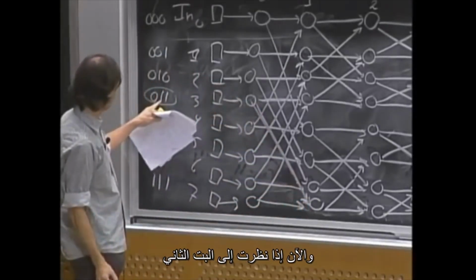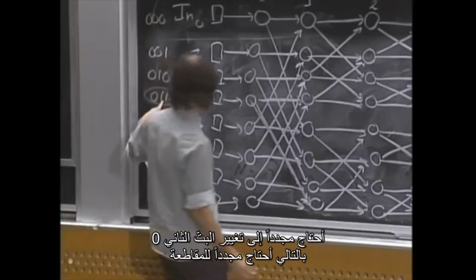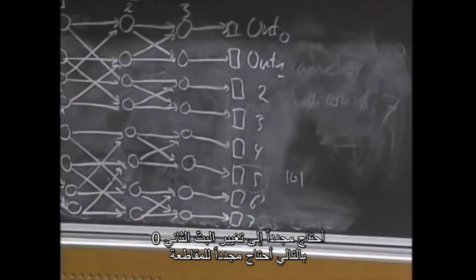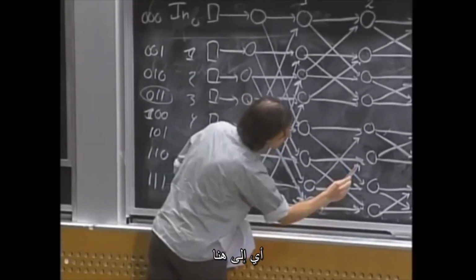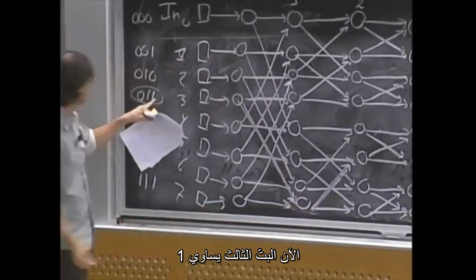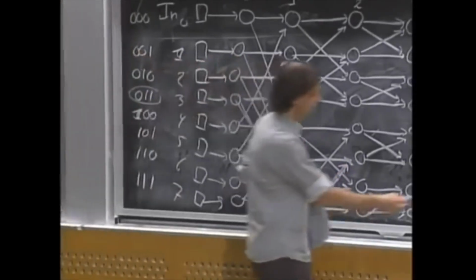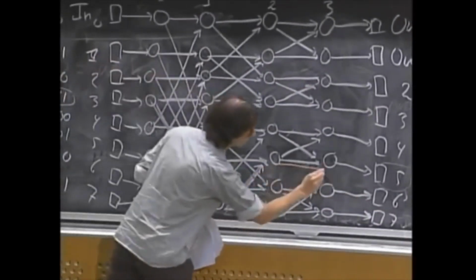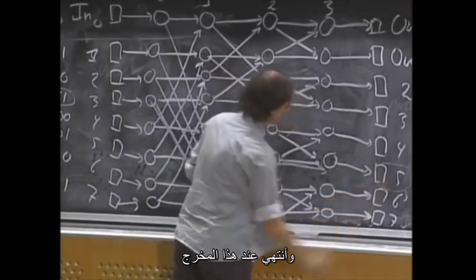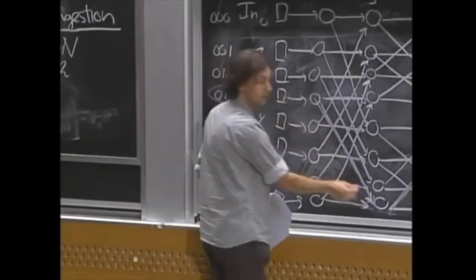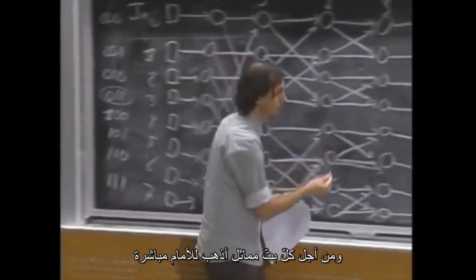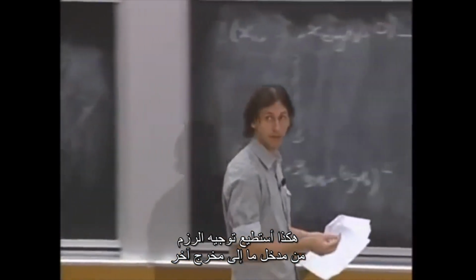Now, if I look at the second bit, I also need to change it into a 0. So again, I need to cross, which is over here. Now the third bit is equal to 1, and it's the same. So now I can go straight ahead. I do not cross. And I end up at this output. So what did I do? For every bit that is different, I cross. And for the bits that are the same, I go straight ahead. So this is how I can route packets from one input to another output.